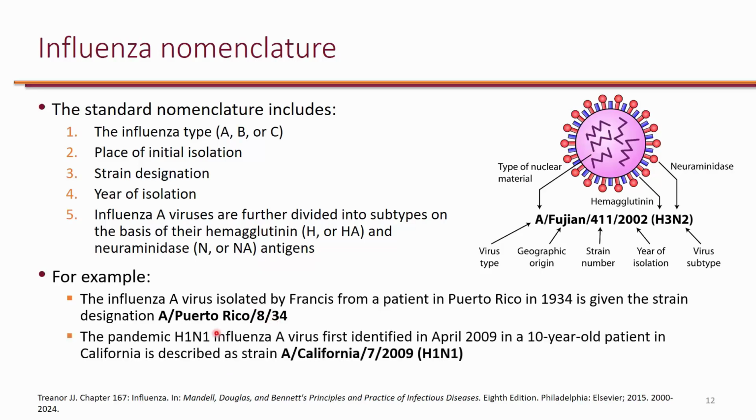834. And then a more recent example is the pandemic H1N1 influenza A virus first identified in April 2009 in a 10-year-old patient in California, which has the designation A/California/7/2009, and then in parentheses, because this is A, we have H1N1. In 1934 they didn't have the molecular capability to type H and N, so that's why the 34 from 1934 doesn't have it. But in the modern era we have the molecular capability to type H and N. So this is the H1N1.